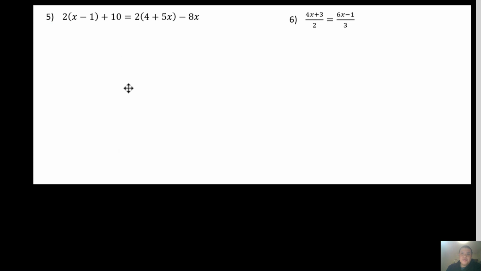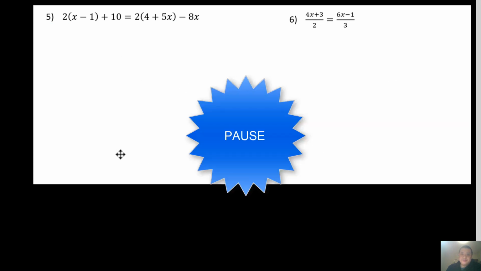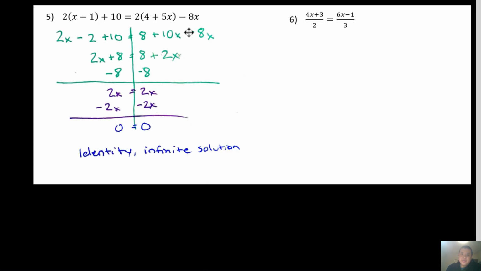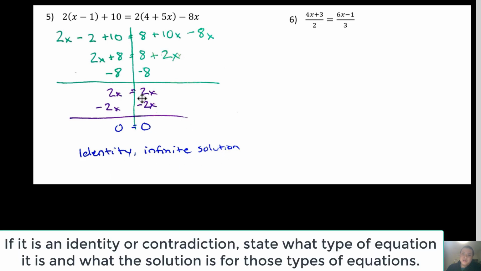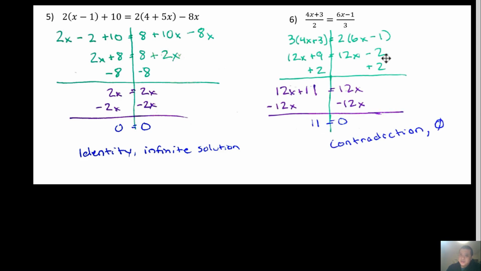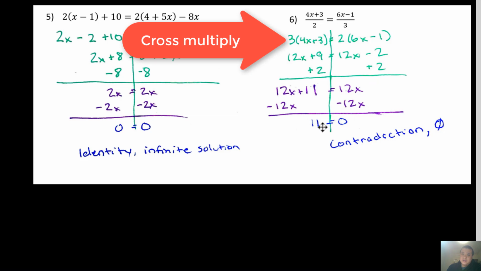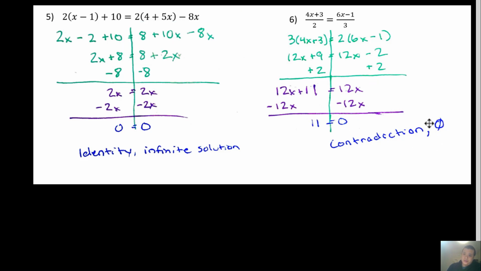Go ahead and try number 5 and number 6 out on your own. Here you should have found that both sides are equal to each other, therefore it's an identity and there are infinite solutions. Again, when you answer one of these questions, make sure that you write down that it's an identity. It tells me you know what type of equation it is and what it means. To be an identity means that there are infinite solutions. Number 6, you should have found, is a contradiction, meaning that you get to this point, 11 equals 0. That's a false statement. It's a contradiction, and there are no real solutions.